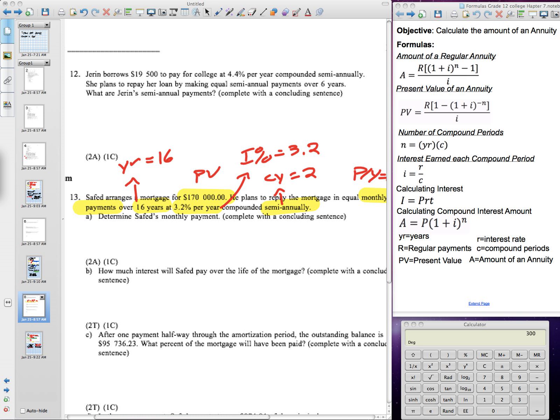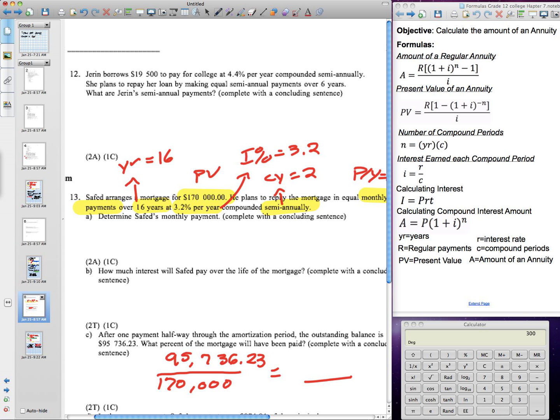Question C says, after one payment halfway through the amortization period, so that's about 8 years through this, okay? We've been paying off a mortgage for 8 years. The outstanding balance is $95,736.23. What percentage of the mortgage has been paid? So if the mortgage itself was a $170,000 mortgage, and the outstanding balance is still $95,736.23, we need to find what percentage is left. So we're going to divide these two numbers: 95,736.23 divided by the mortgage itself, which is 170,000. This will give us a decimal number.